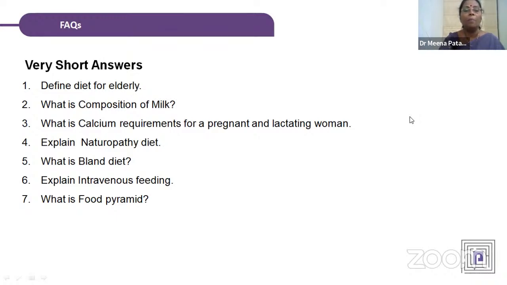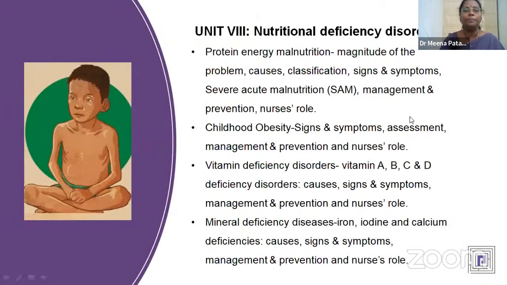These are all the components of the unit which we covered as a balanced diet for different age groups. Now, unit 8 is all about the nutritional deficiency disorders, which are very, very common in India. There are several in the world, but what we see commonly in India, the Indian subcontinent, is what you can study now.